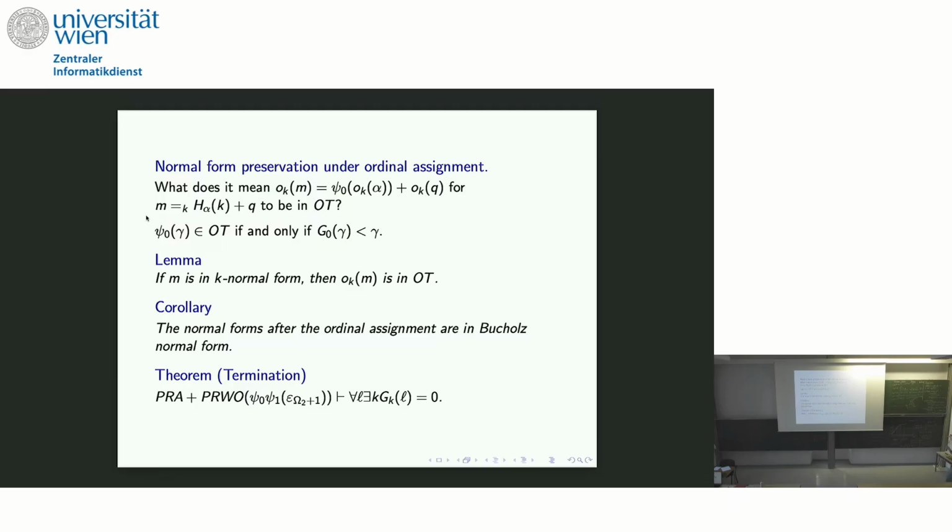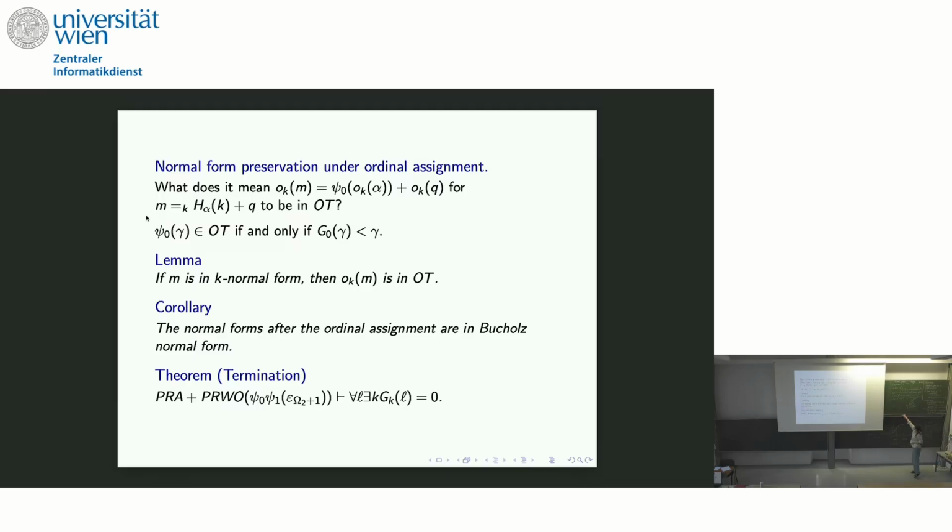So what does it mean for this ordinal to be in OT? This is where the G sets that we had defined in order to regulate the ordinals that we were using come into play. And we have to show basically the property that we built into the system OT, which is: you are an ordinal in OT only if and only if the G0 of your argument is less than the argument.